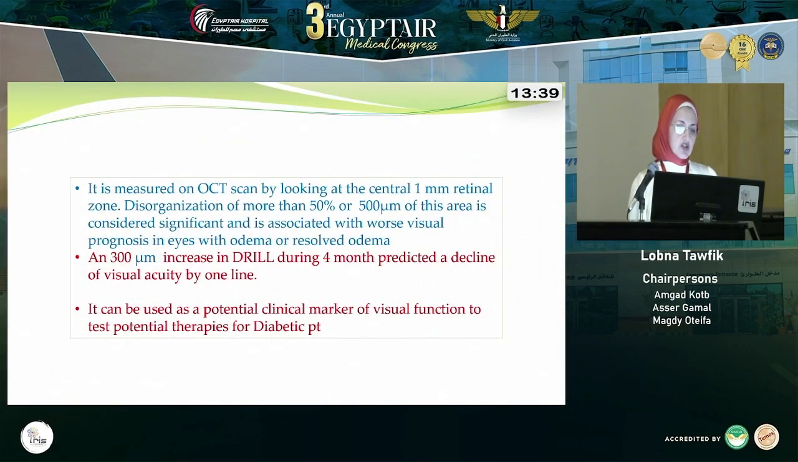It is measured on OCT scan by looking at the central 1 millimeter retinal zone. Disorganization of more than 50 or 500 microns of this area is considered significant and is associated with worse visual prognosis in eyes with edema or resolved edema. A 300 micron increase in DRIL during 4 months predicted a decline of visual acuity by 1 line. It can be used as a potential clinical marker of visual function to test potential therapies for diabetic patients.